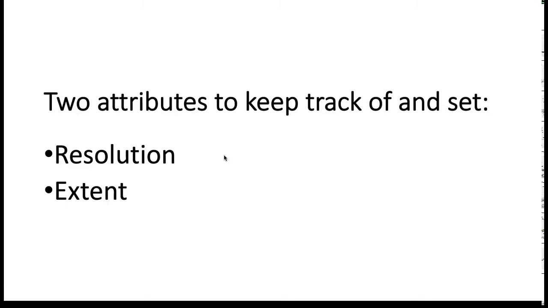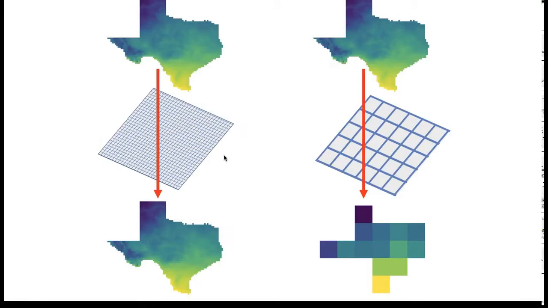There are going to be two attributes that will be very important to keep track of when you're working with rasters. Those two attributes are resolution and extent. When working with rasters in GRASS GIS, we're going to be setting the resolution. The resolution has to do with the size of our grid cells when we import rasters, work with rasters, or export rasters to another file.